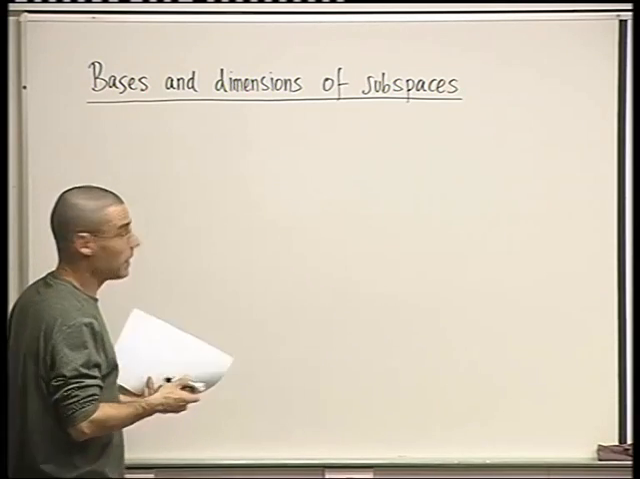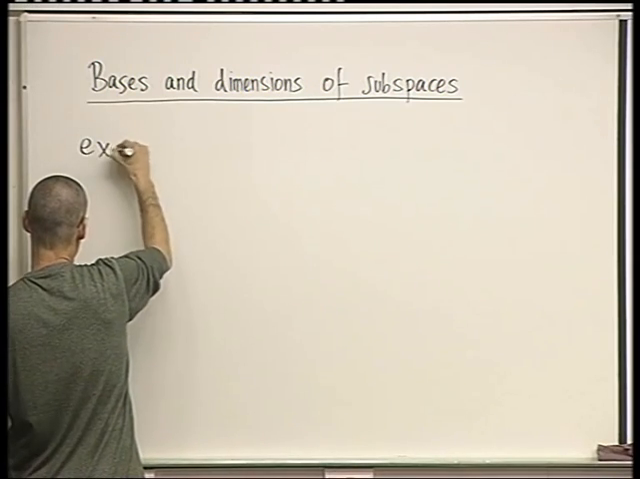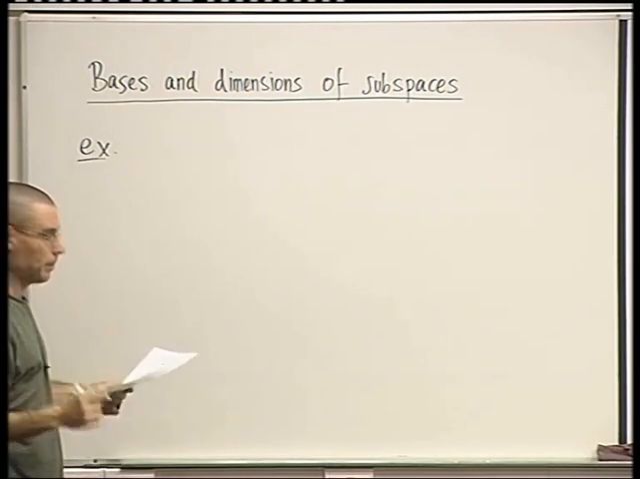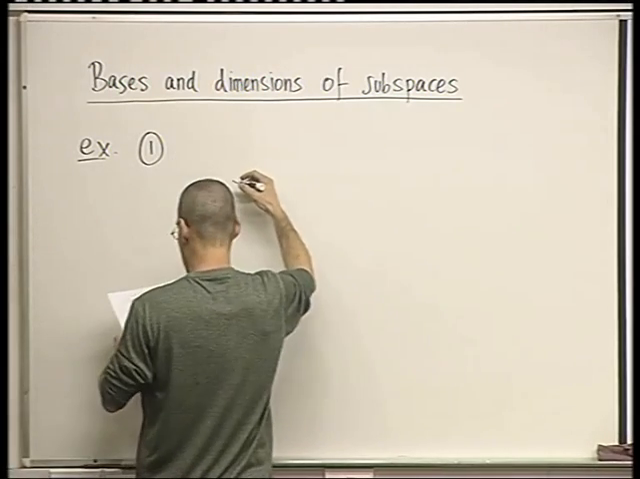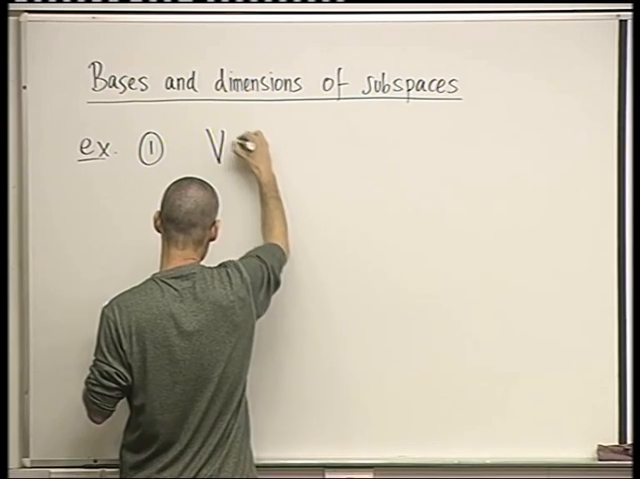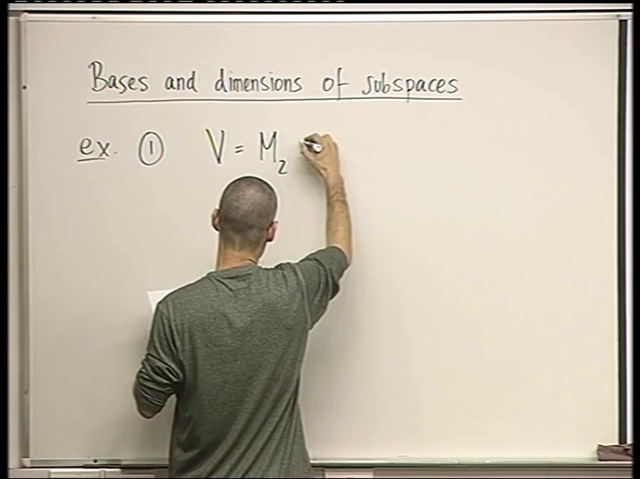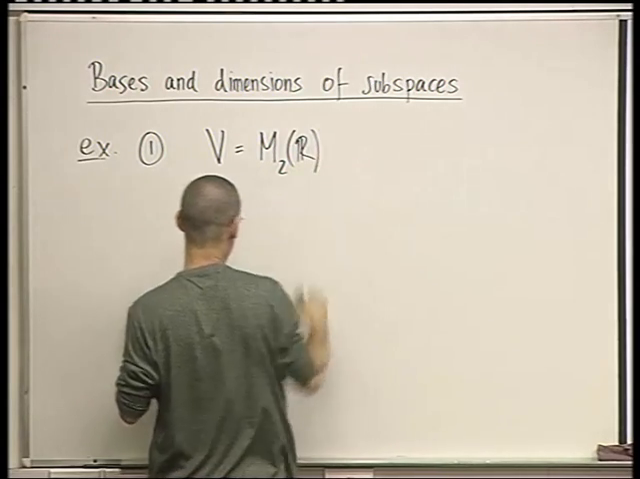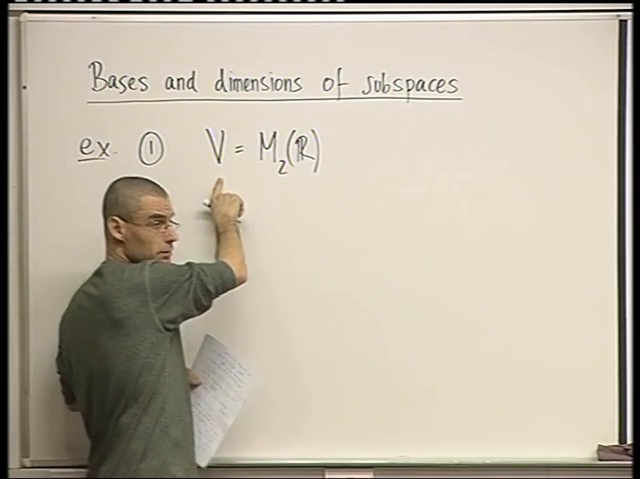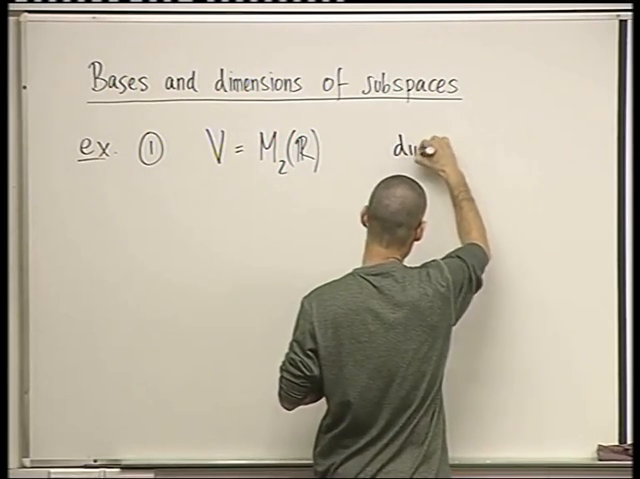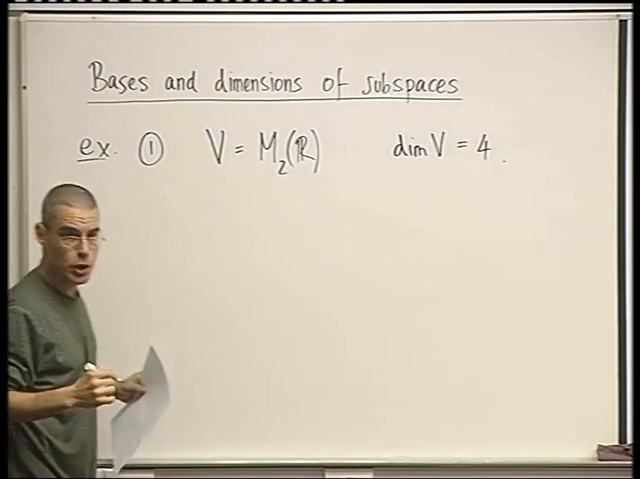So let's start by doing some examples. That's always a good way to relate to concepts. So example number 1, we're going to take our space to be 2 by 2 matrices over R. And what's the dimension of V? 4. Right, the dimension of V is 4. We know that.